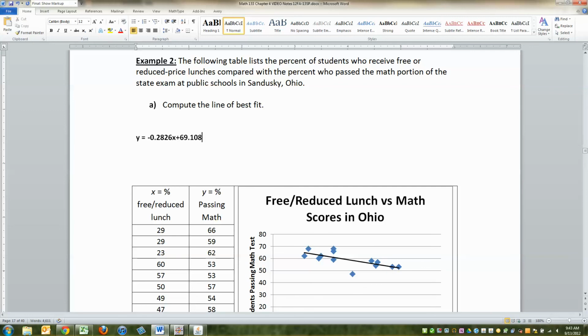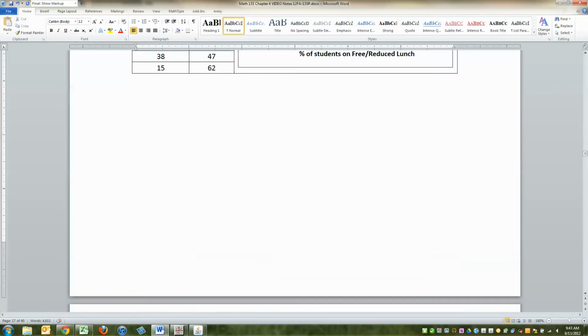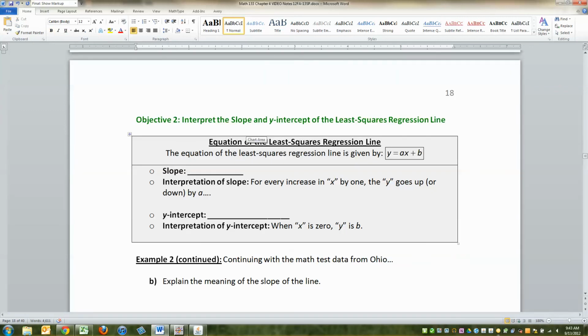All right, we're done with finding the line of best fit. We'll meet back here next time to use that line to answer some questions. See you then.